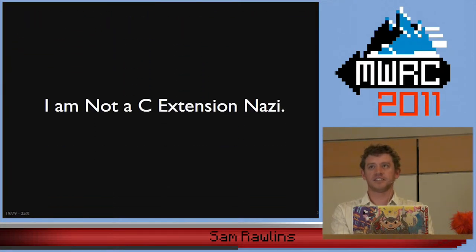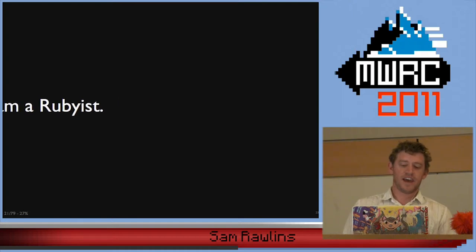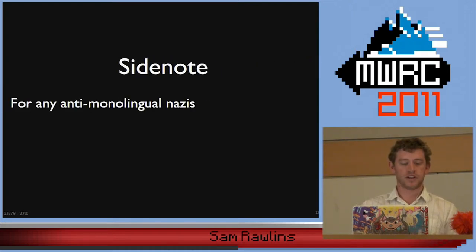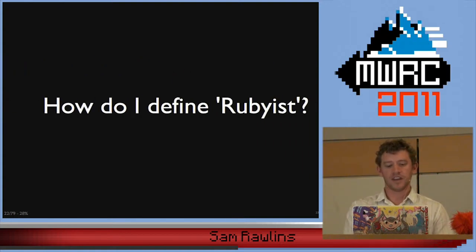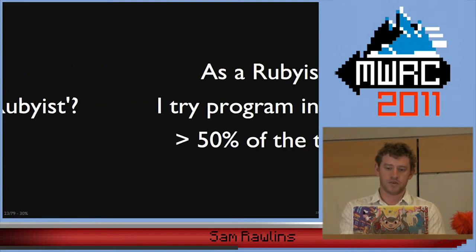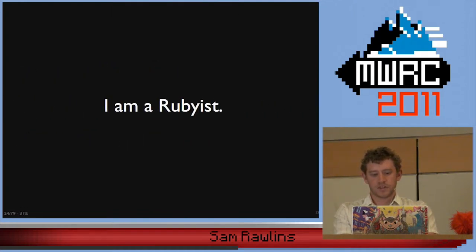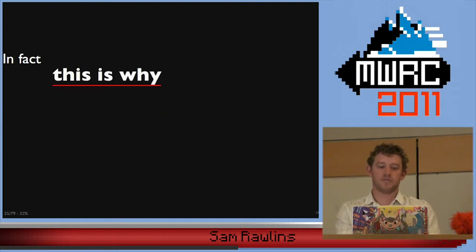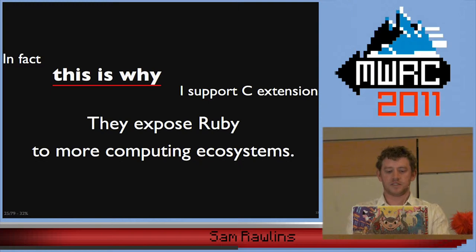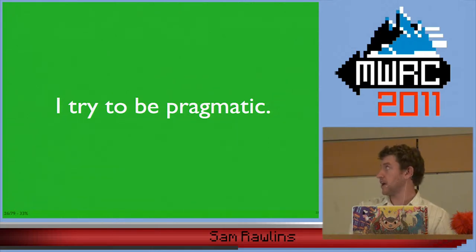So I am not a C extension Nazi. Coming up here and giving this talk, a lot of people might think that I am. I am not. I am a Rubyist. I need to take a side note now for all the anti-monolingual people. How do I define a Rubyist? I say that as a Rubyist, I try to program in Ruby more than 50% of the time. I program in so many other things, you have to as a Rubyist. This presentation, it's mostly JavaScript that's running all this. So I am a Rubyist. It is actually because I am a Rubyist that I can support C extensions, because they expose Ruby to a greater ecosystem in the computing world. I try to be pragmatic.